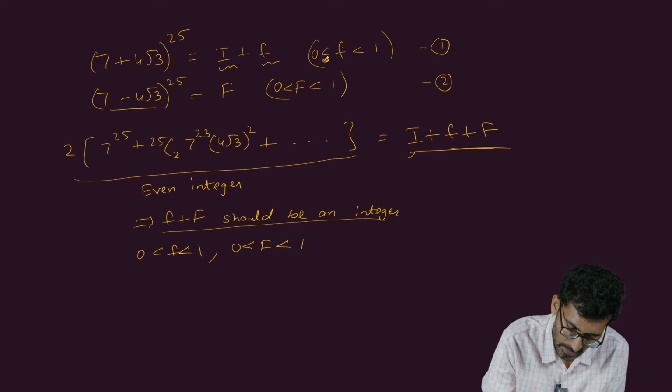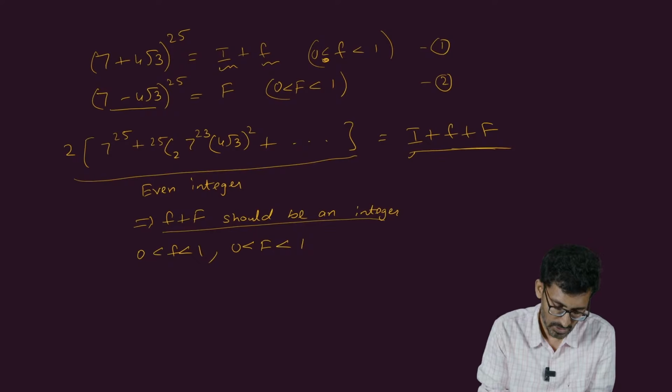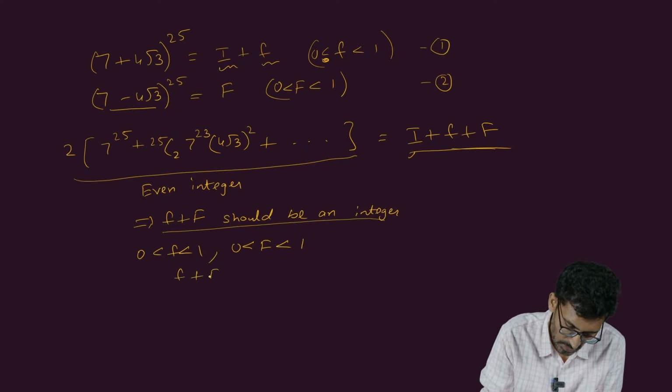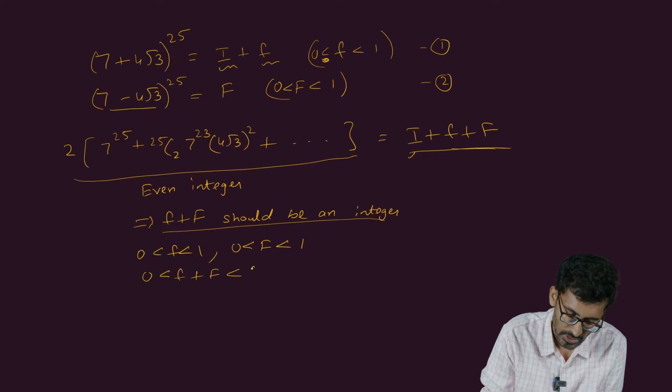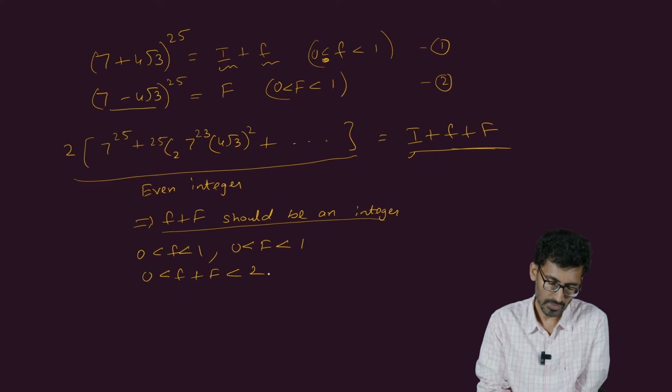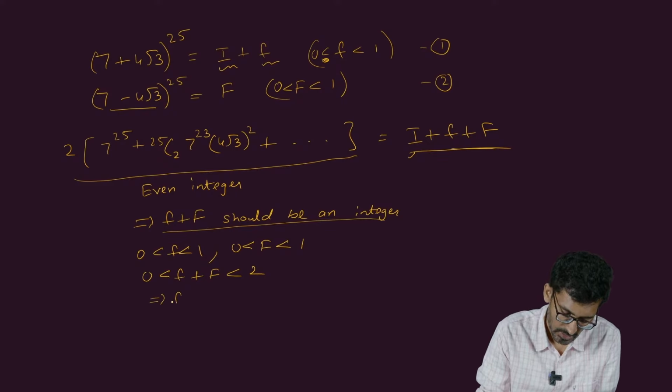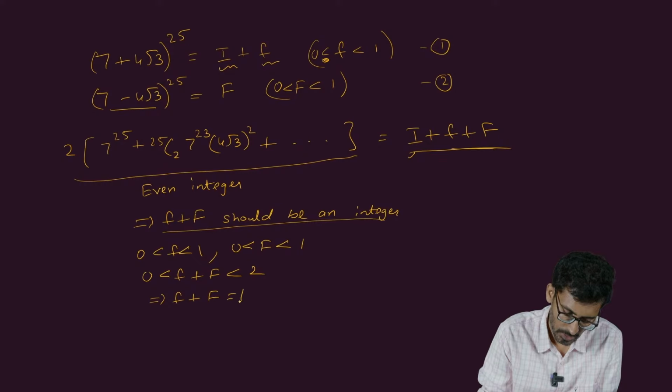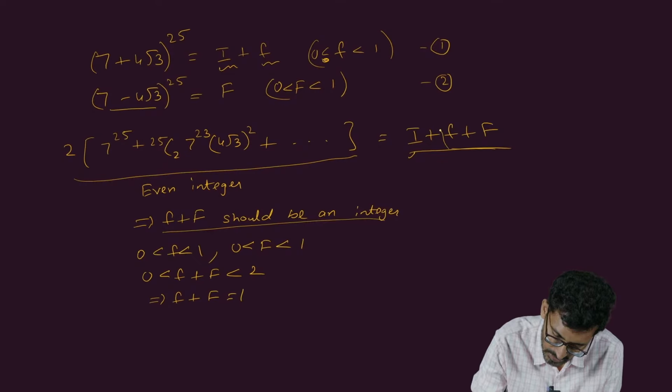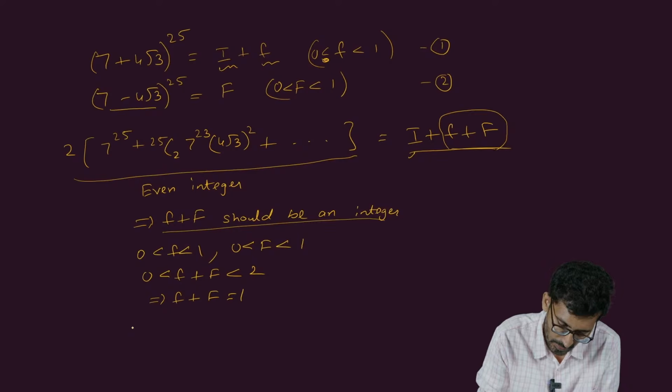Actually here I have to write that the fractional part F lies between 0 to 1, it can't be 0. So F plus F' always lies between 0 to 2. And we know that F plus F' is an integer. That implies F plus F' is equal to 1. F plus F' equal to 1 means what is the I value we are getting?